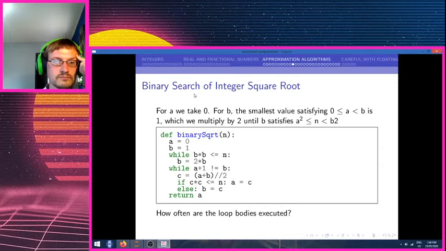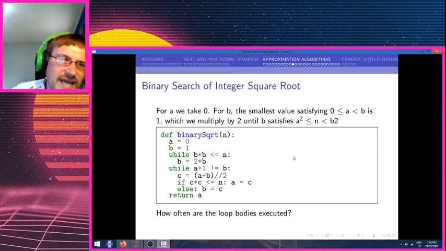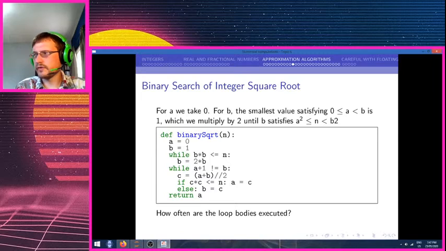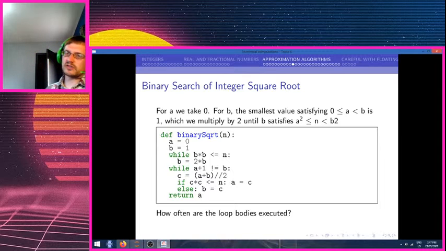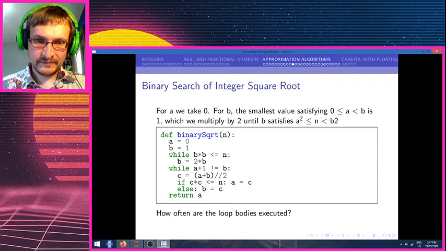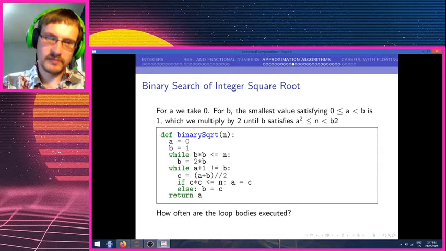So, in this particular example, for a, we'll take 0. For b, we'll take the smallest value satisfying 0 is less than a is less than b, which is 1, and we multiply it by 2 until it satisfies a squared is less than or equal to n is less than b squared. So you can do that. You might also say, we know from the numerical properties of square roots that the square root of a number is at most that number, right? So you could, in theory, just do something like n plus 1 or something like that. But, pardon me, that's neither here nor there.